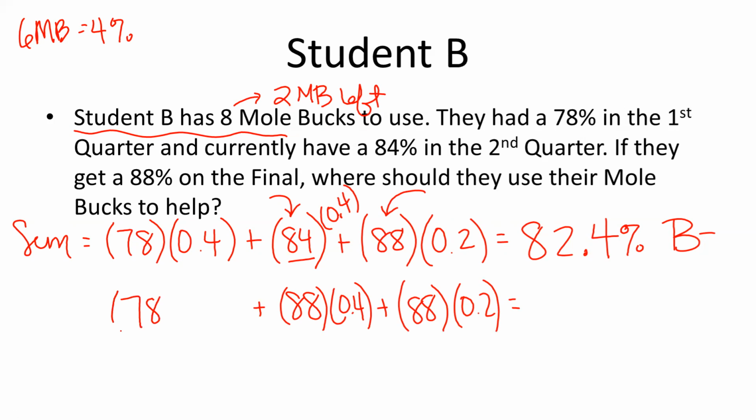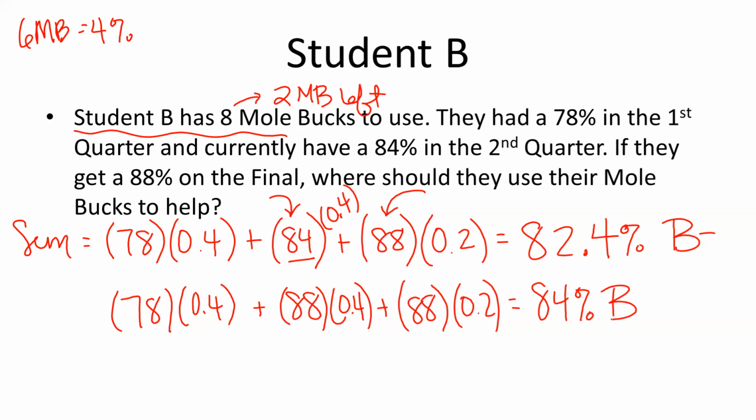Remember, the first quarter does not change. Okay, so 78 times 0.4 plus 88 times 0.4 plus 88 times 0.2. They get an 84%, a B. So that's pretty good. That got them up from a B minus to a B, which is nice.